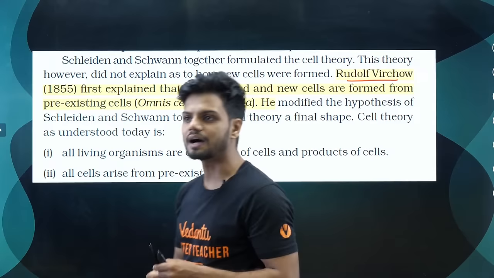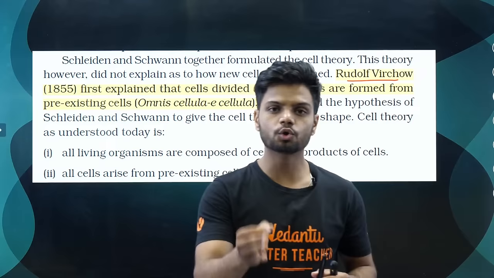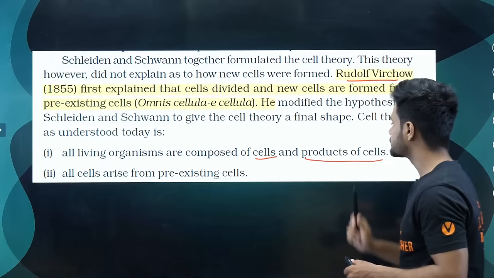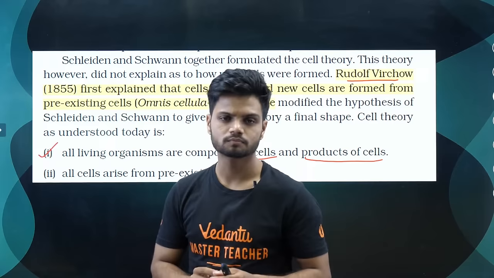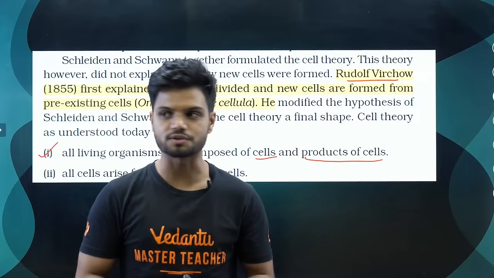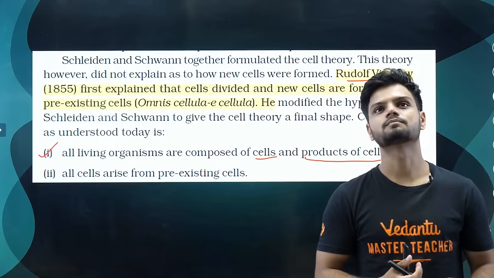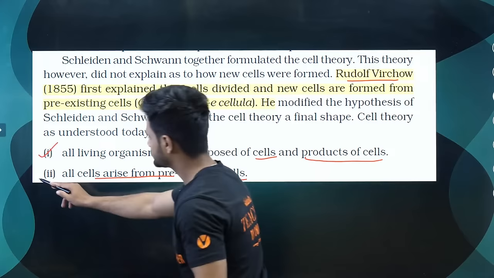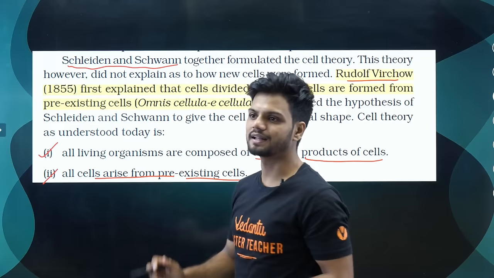Clear? Now, if they ask you what are the two points of your cell theory. The first point is, all living organisms are composed of cells and products of cells. Quickly tell me in the chat, which two scientists independently gave the first hypothesis? One was German, the other one was British. Tell me in the chat. The second point is, all cells arise from pre-existing cells. That was given by Rudolf Virchow. Schleiden and Schwann gave the first two points. It's given here only.